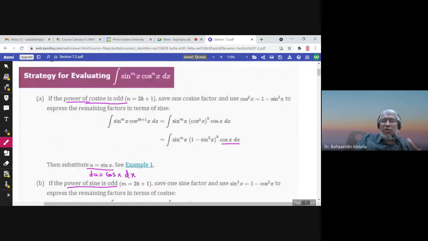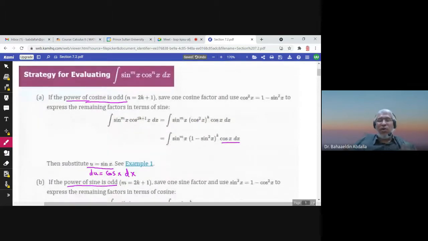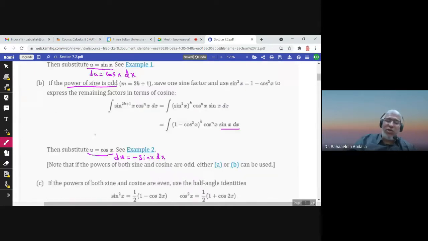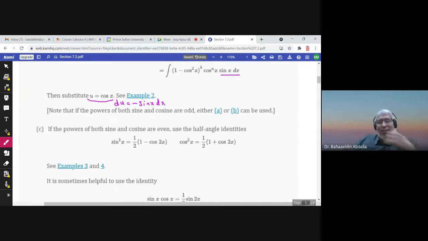So now we know what to do. If the power of cosine is odd, we take u equals sine. If the power of sine is odd, we take u equals cosine. What if there is no odd power? If the power of sine is even and the power of cosine is also even, then we cannot use strategy 1 and 2, and we have to use another strategy.